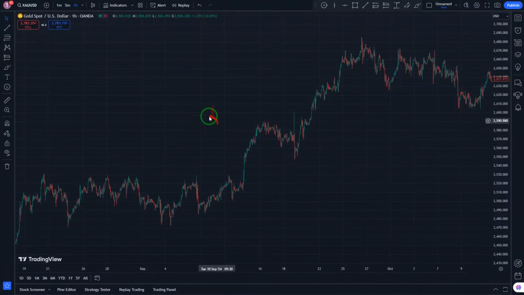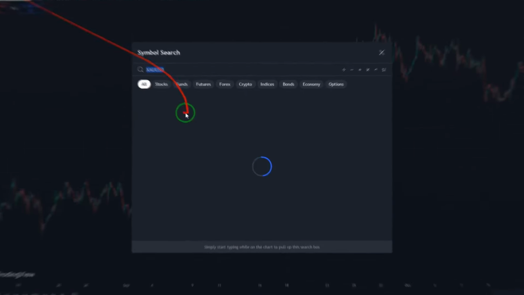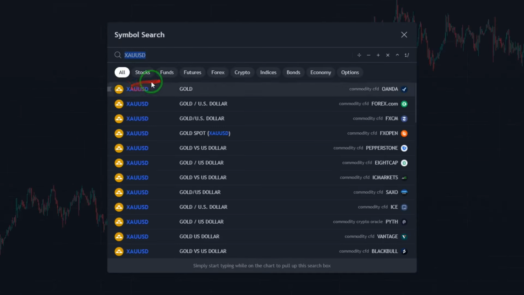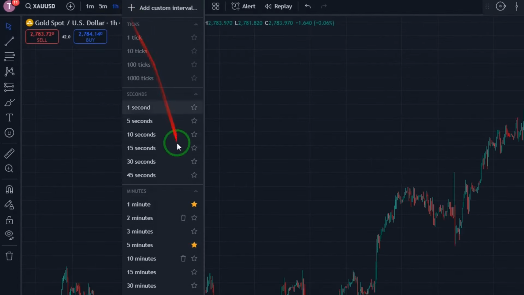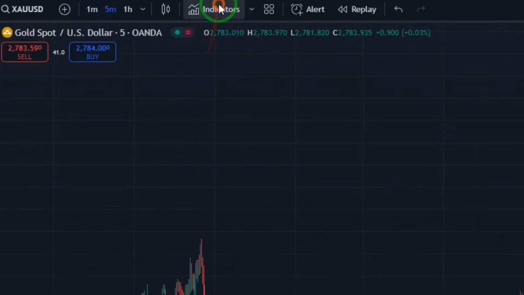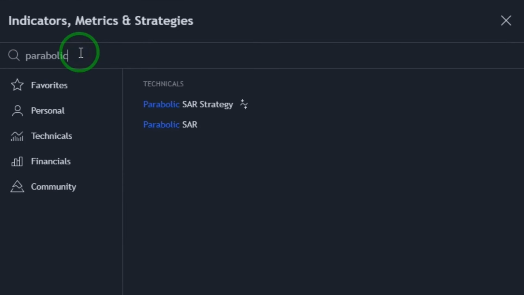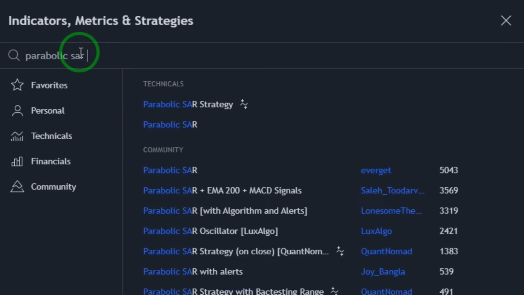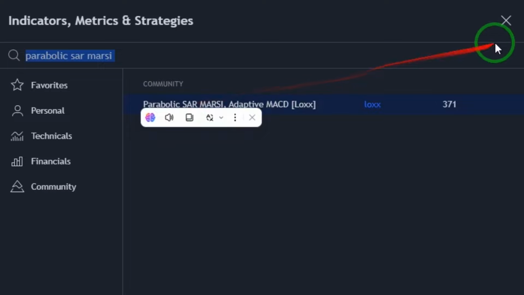Well, without wasting any time, let's head over to the TradingView website and select your symbol. Remember, this symbol can be from Forex, crypto, or the stock market. You can choose any symbol you like from these markets. After that, set your time frame to 5 minutes. Now you need to go to the indicators section and type Parabolic SAR MACD Adaptive MACD. Once you find it, click on it to add it to your chart.